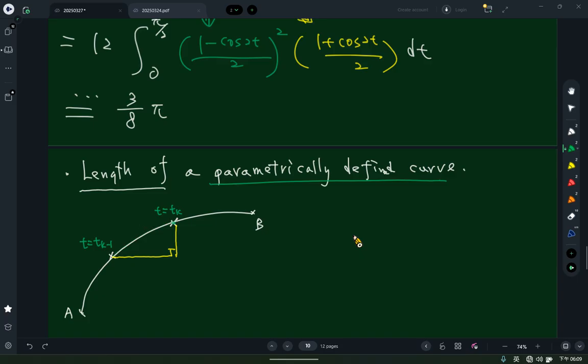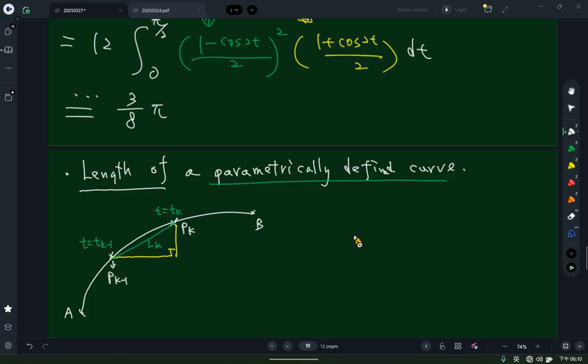Here L_k is just defined as the link from t_{k-1} to t_k. Suppose this should be P_{k-1}, and this point is P_k. Then, of course, the true curve is this one, the white one. But we just use L_k to approximate the true one.